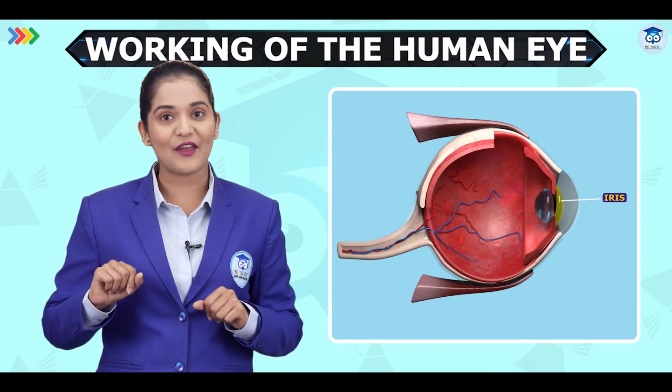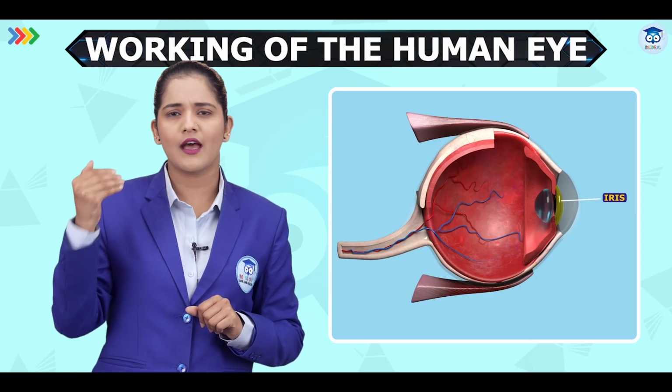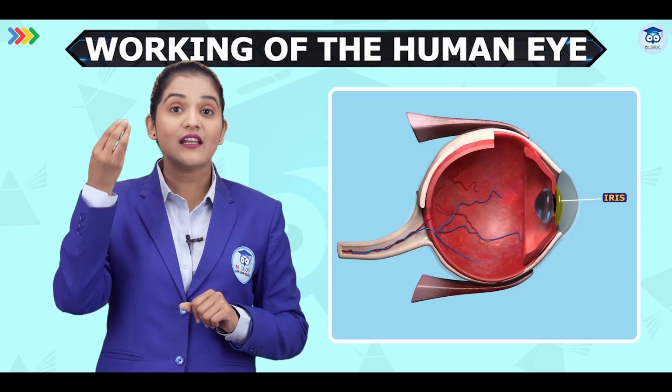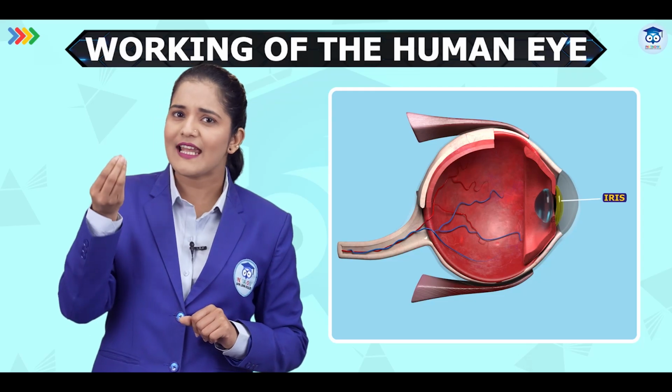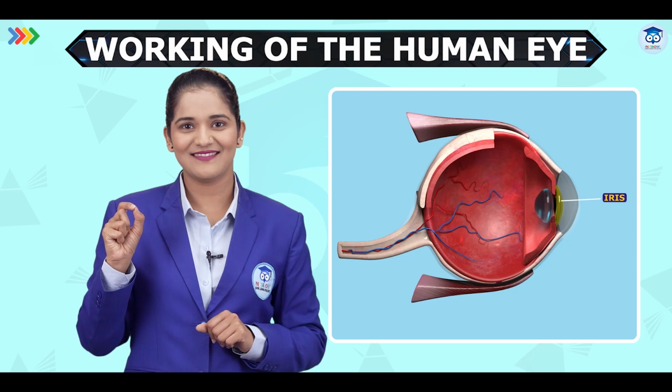Next comes the iris. It is a muscular diaphragm located just behind the cornea. It controls the amount of light entering the eye by adjusting the size of the pupil.